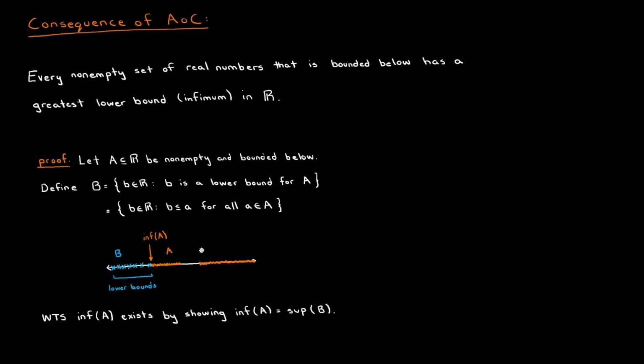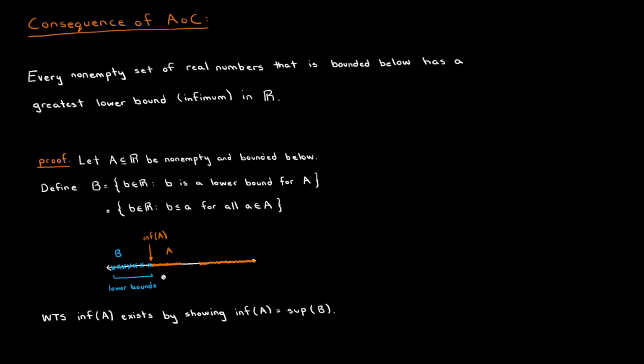In orange, let's say we have our set A. Notice that A is non-empty and it's bounded below. It might not be bounded above, it might go on forever here, but the key is that it's bounded below. And the set B is shown here in blue. It's the set of all lower bounds. And our goal is to show that the infimum of A actually exists. So we can see that the infimum of A would be a point somewhere over here, right?